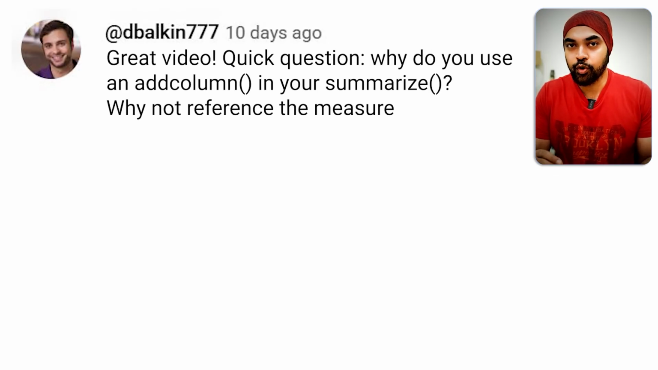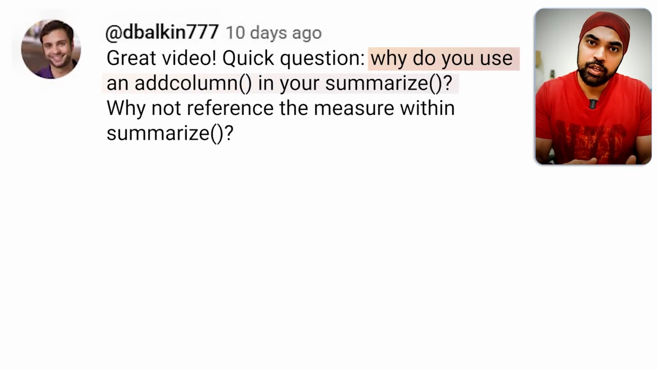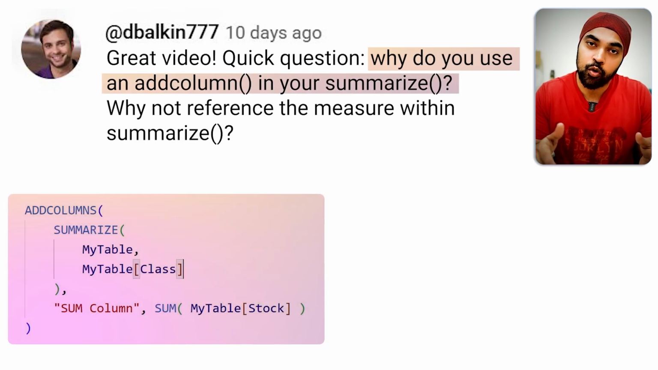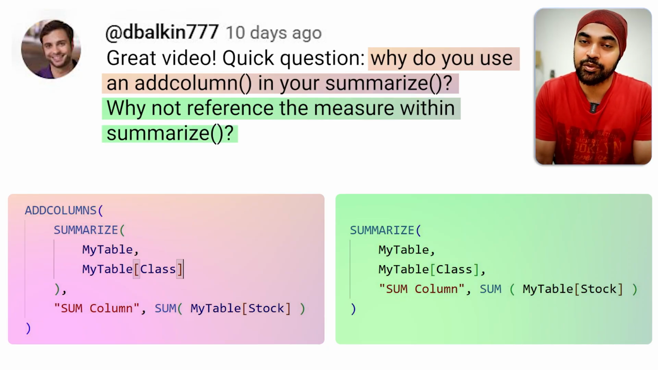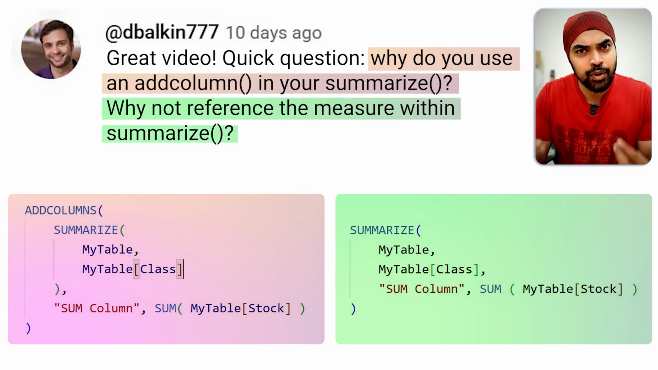A few days ago, Doug asked me this question in the YouTube comments, where he pointed out: why do I use the add columns function along with the summarize function to create additional columns? Although the summarize function inherently has the capability to create additional columns, why do I still use the add columns feature as a wrapper?